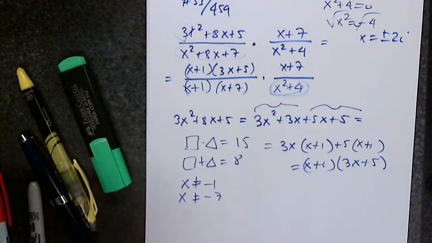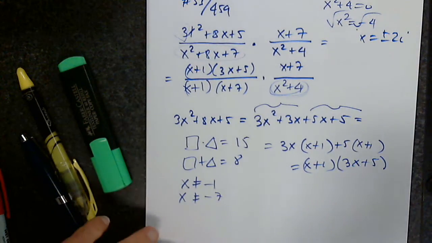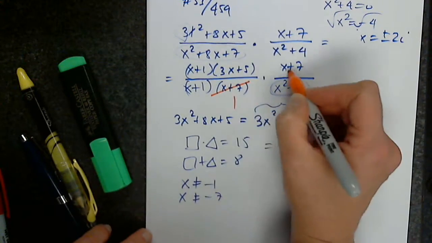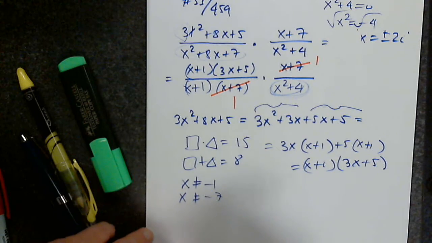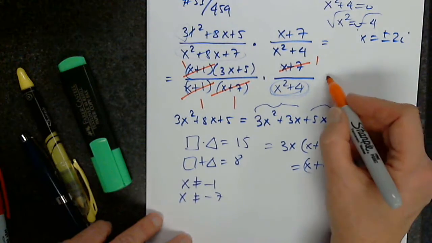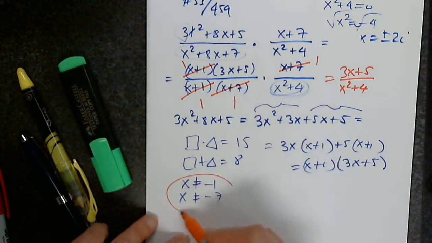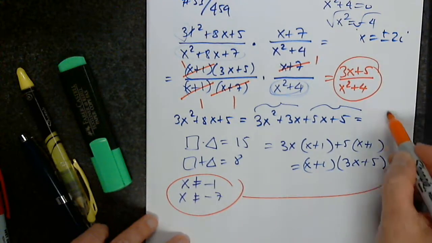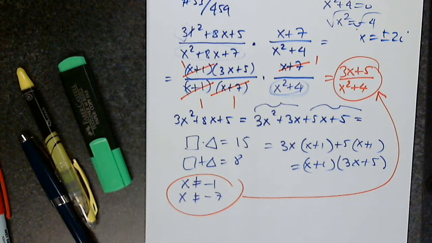-1 and -7. Now, can we simplify anything? Can we get rid of anything? Yeah, x plus 7. Yes. Please write 1 and then x plus 1. And this is 3x plus 5 over x squared plus 4, assuming these conditions are fulfilled. Is the product of these two rational expressions clear?